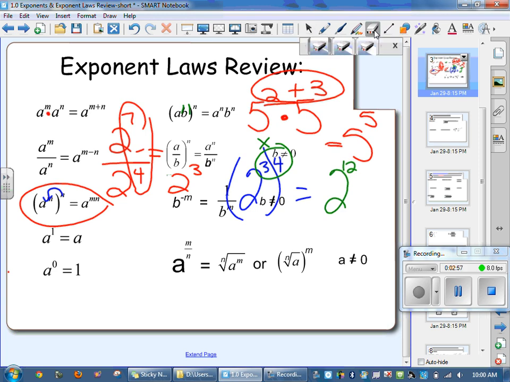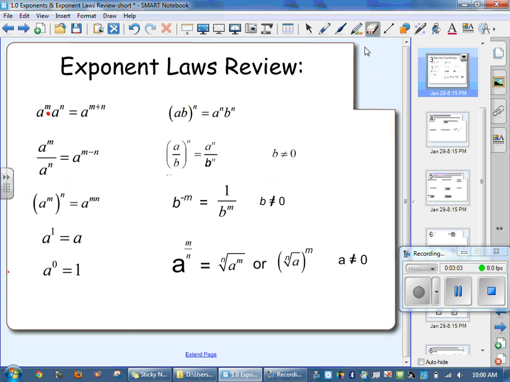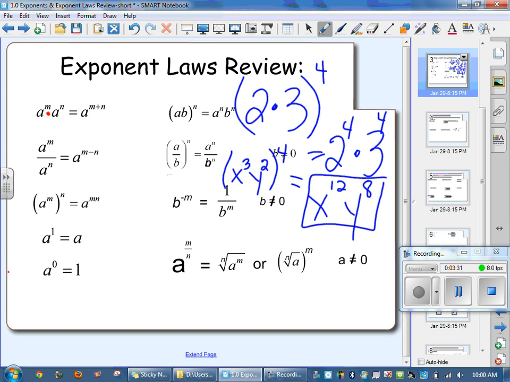Now let's take a look at an actual example of questions like that. If I've got 2 times 3 exponent 4, that's going to give me 2 to the 4th power times 3 to the 4th power. I could also use variables. I could say I've got x cubed y squared all to the 4th power, which will give me x to the 12th power, y to the 8th power, and I would be done. That is fully simplified. Okay, you just multiply the outside exponent inside the brackets, only to the exponents.